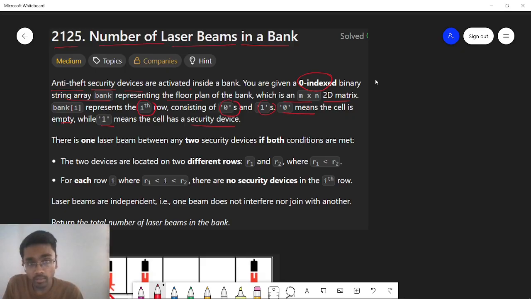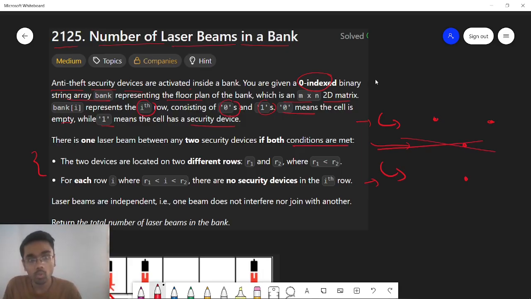There is one laser beam between two security devices if these two conditions are met. Now what are these two conditions? The two devices are located on different rows. That means there is one device here and there is one device here. The other condition is that there is no ith row present in between them which has some other security devices. Let's say this is the scenario, so there should be no row in between which has another security device. There should be no row in between them.